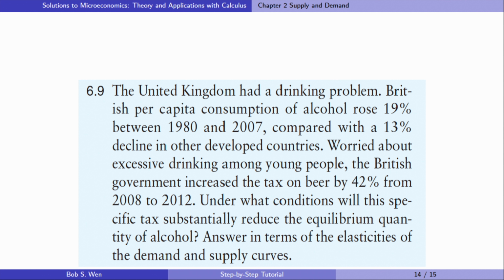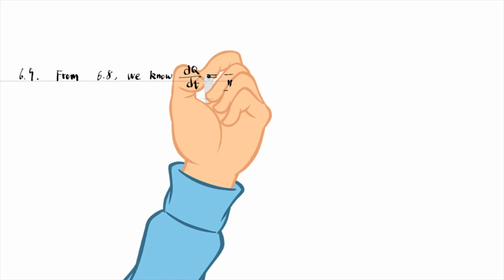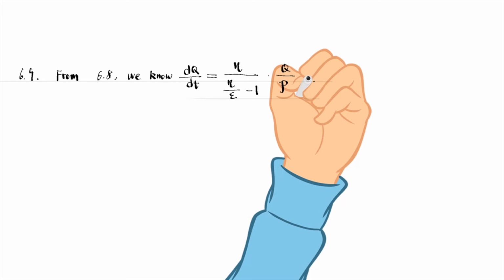Under what conditions will this specific tax substantially reduce the equilibrium quantity of alcohol? Answer in terms of the elasticities of the demand and supply curves. This exercise is about how the tax affects the equilibrium quantity of beer. From the last exercise, we know that the change in the equilibrium quantity in response to a unit change in tax is as follows.